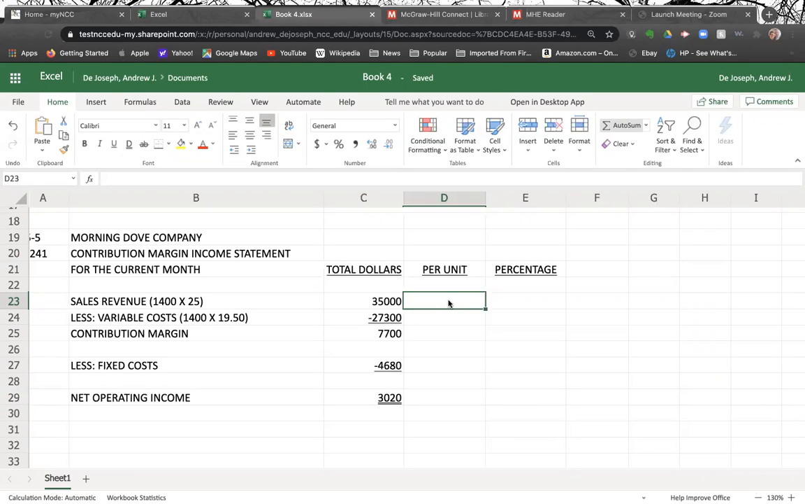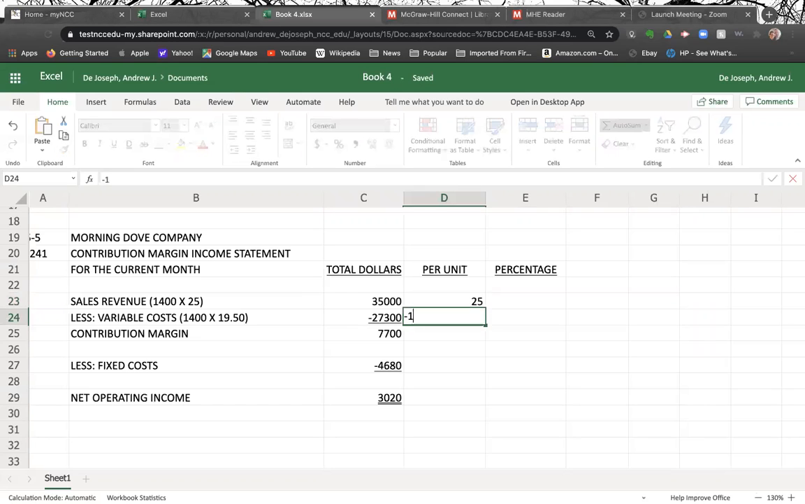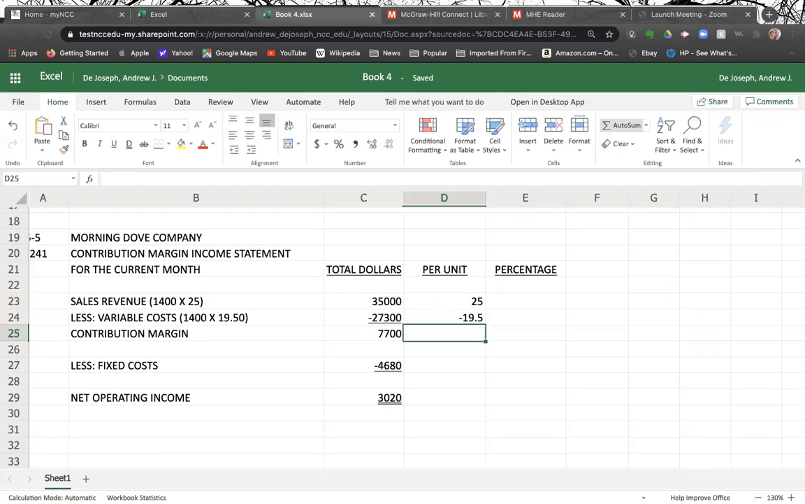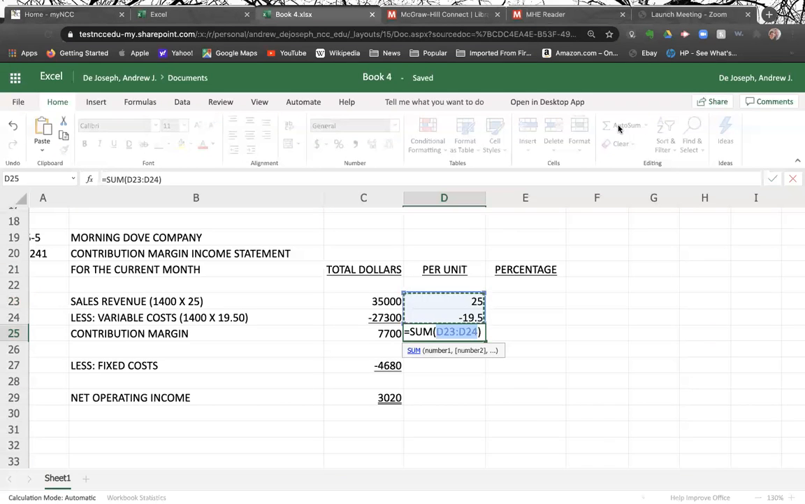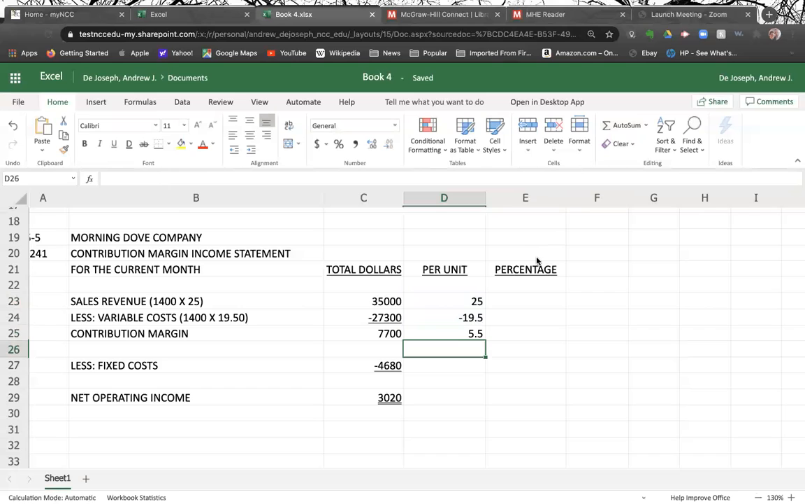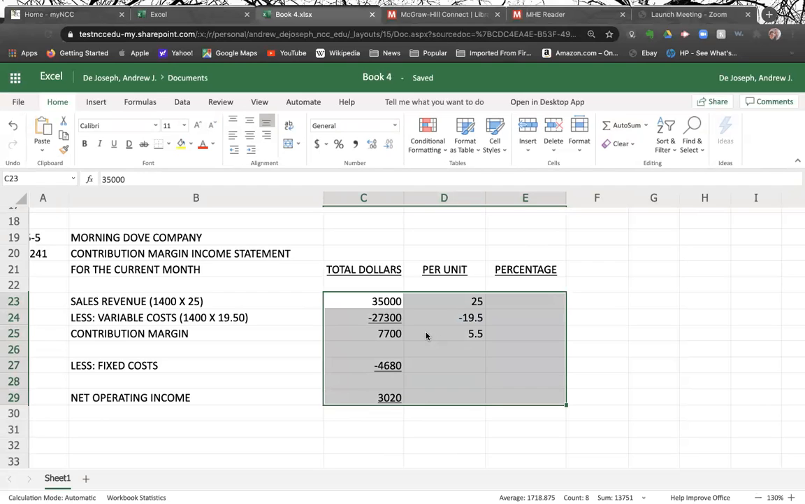Now we can do the same thing kind of on a per unit basis, not with fixed costs though, right? Just up to contribution margin, because go back to that Starbucks example, right? If you go back to the textbook and you look at the Starbucks example, that's what they did. So the selling price was $25 for one bird bath. The variable costs were $19.50. So the contribution margin was $5.50.